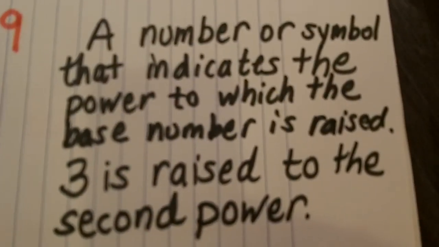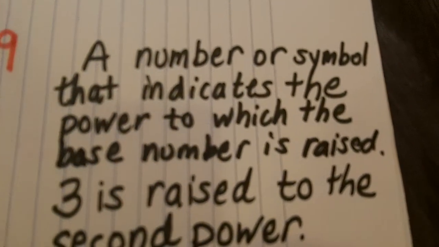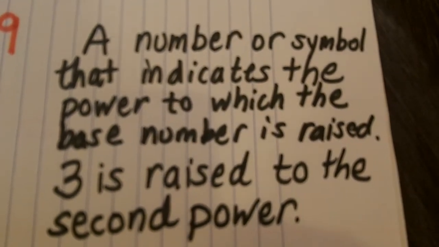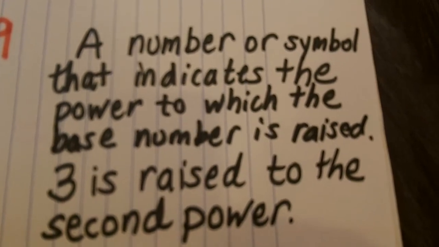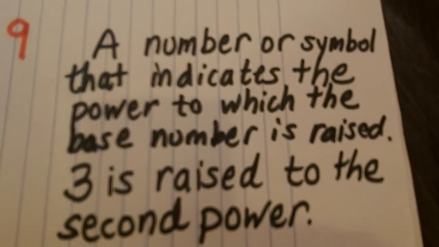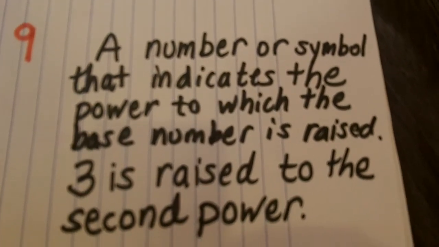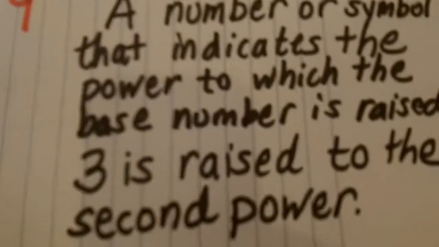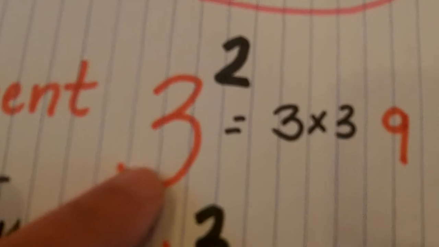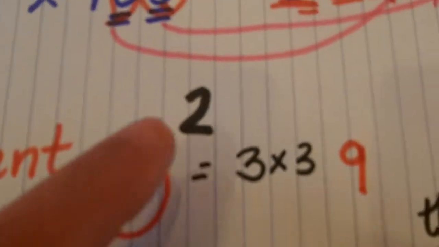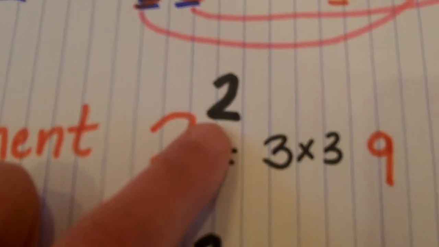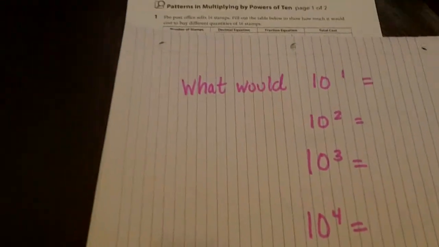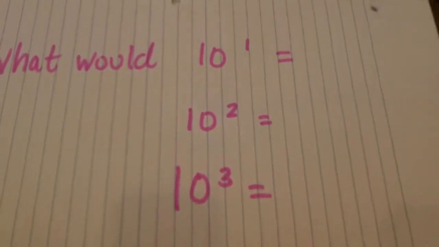The definition states, and you don't need to memorize this because you're going to be working with it, that an exponent is a number, or it could be a symbol like an A or an X or a Y, because sometimes you may have to solve for it, that indicates the power to which the base number is raised. 3 is our base number, raised to the second power. So 3 times 3.